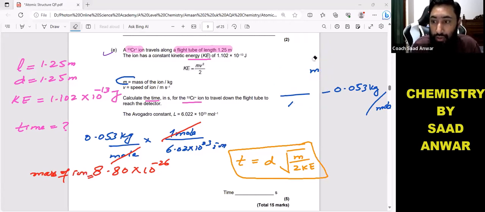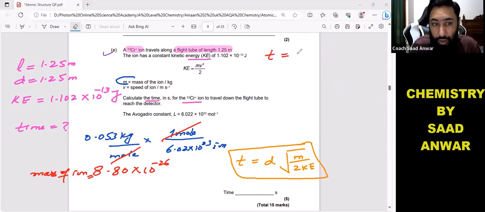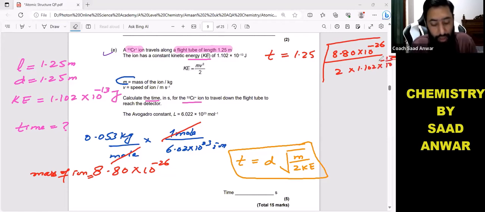Now just put the values and you would get the answer. You have to put the values in that formula. Time is equal to d, which is 1.25, m is 8.80 into 10 raised to power minus 26, and kinetic energy is also given, 1.102 into 10 raised to power minus 13. So now just use a calculator. Let me show you the answer here. Sometimes in calculations we find it difficult to use the calculator. Then I would also assist you, just contact me.